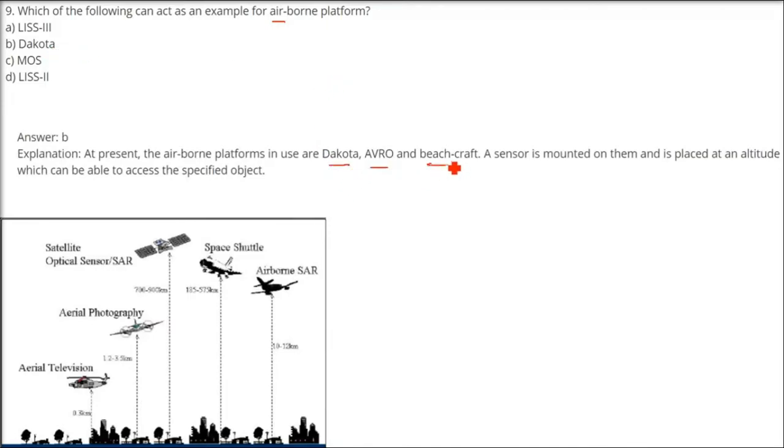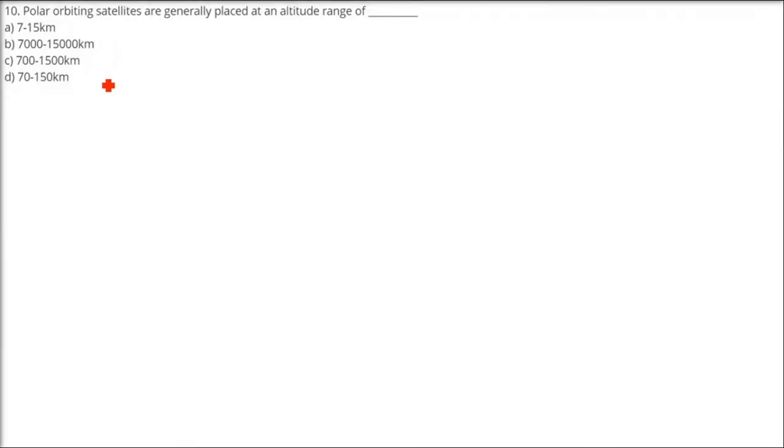So at present we have airborne platforms such as Dakota, Aviaro, and Beechcraft. These are different airborne things you are able to see. It's like sensing from a place where you can see the ground, you can sense the ground. And the answer is Dakota, because the other three, MOS and these two, are not airborne, they are satellite-borne.